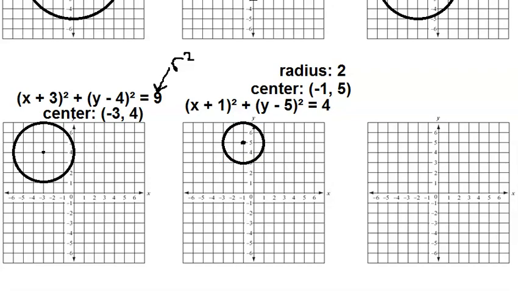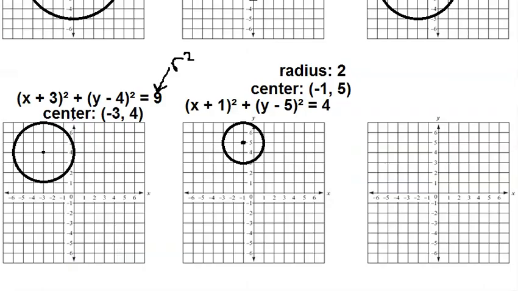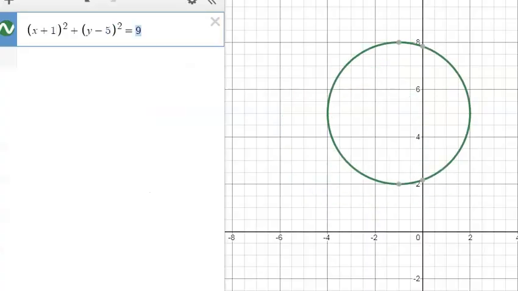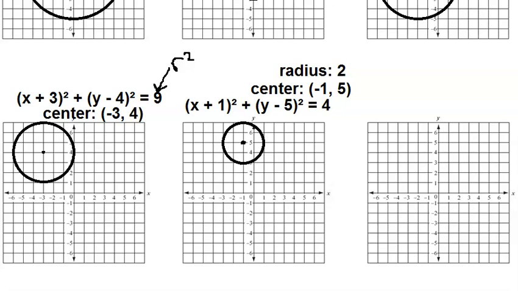Then we're going to double check our work on Desmos and make sure we know what we are doing. So remember, our equation was x plus 1 and then y minus 5. And then we're giving it a radius of 4. So the center was at negative 1, positive 5. The radius was 2. And I think we checked out pretty good. All right, last one. Now I'm going to mess with you a little bit. I'm going to see how we handle this.